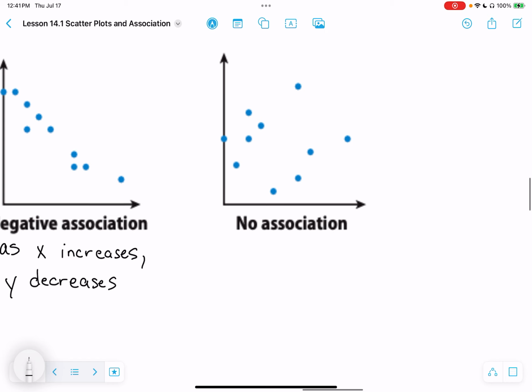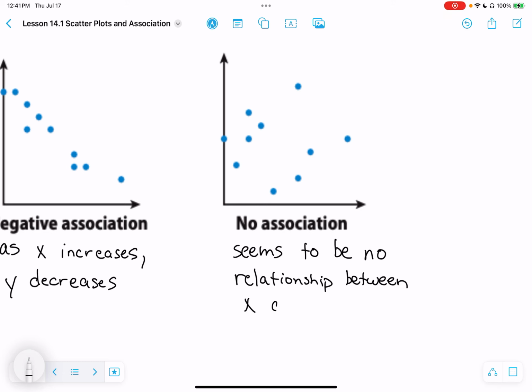And then finally, we've got no association at all. This is when there seems to be no relationship, or rather, we should say, seems to be no linear relationship. We'll just say relationship for now. Seems to be no relationship between x and y. As x increases, y does whatever it feels like.